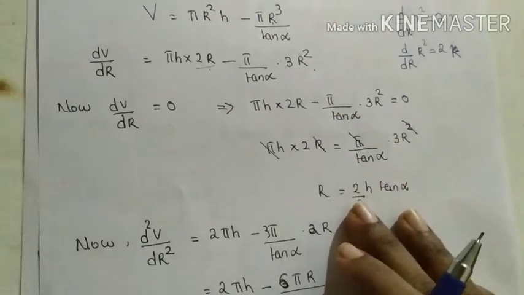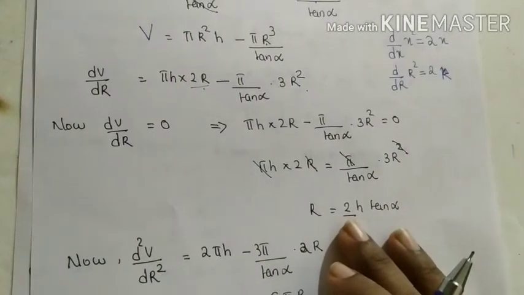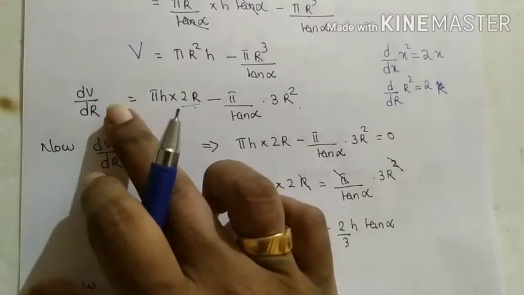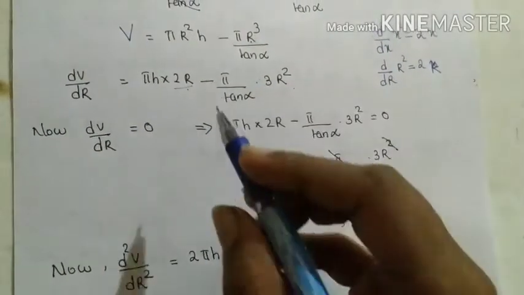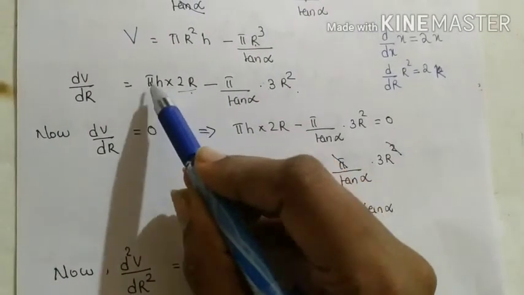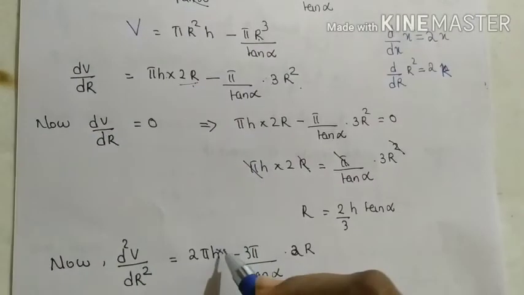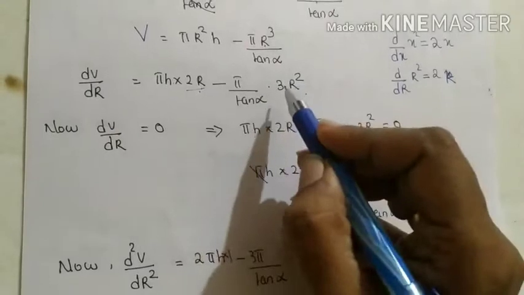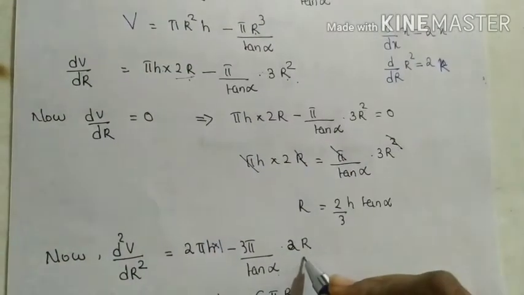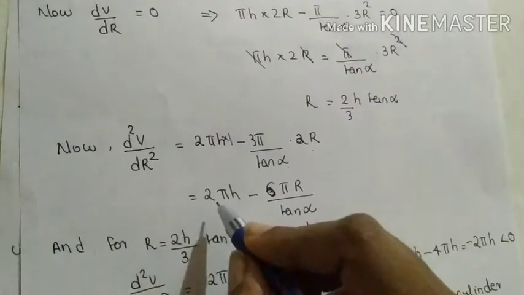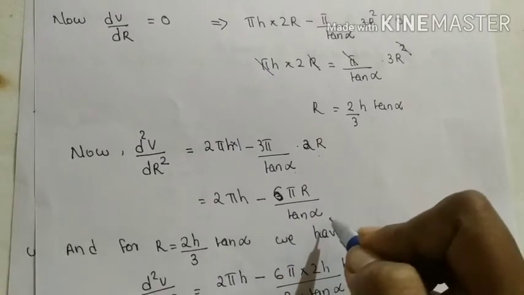Next we need to find the second derivative of volume, that is, differentiating this with respect to R on both sides. We get 2 pi H, where pi H is constant and the derivative of r is 1, minus 3 pi by tan alpha, which is constant, and the derivative of r square is 2r. So we get 2 pi H minus 2 into 3, 6 pi r divided by tan alpha.